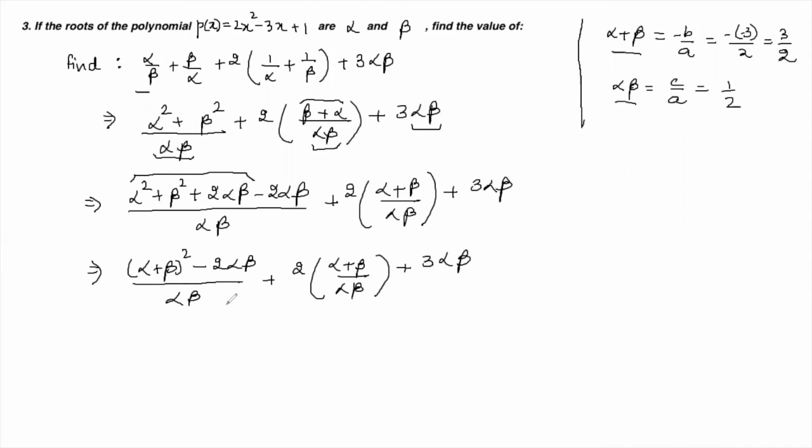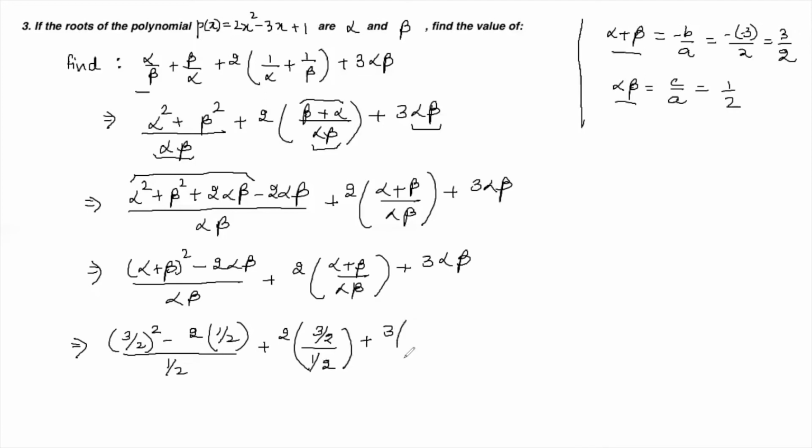Now we need to substitute the values and then solve it. What is alpha plus beta? It is 3 by 2. So it would be 3 by 2 whole square minus 2 alpha beta, that is 1 upon 2. Again, alpha beta is equal to 1 upon 2, plus 2 into alpha plus beta, that is 3 upon 2, and this is 1 upon 2, plus 3 into 1 upon 2. Now I will solve this equation and find the value.